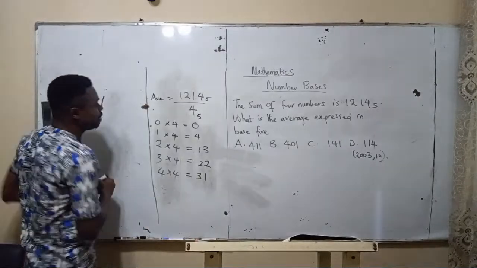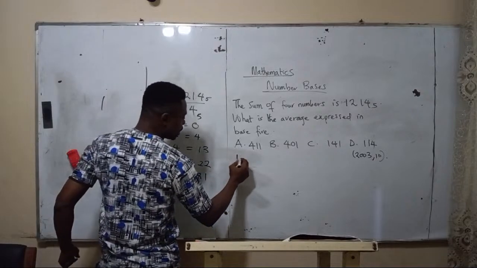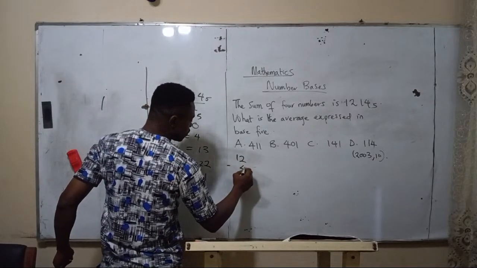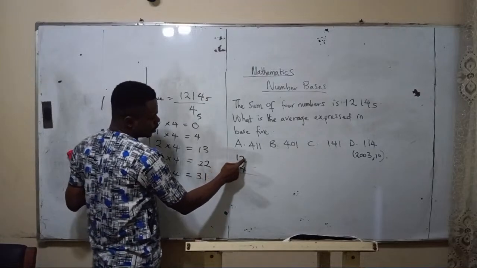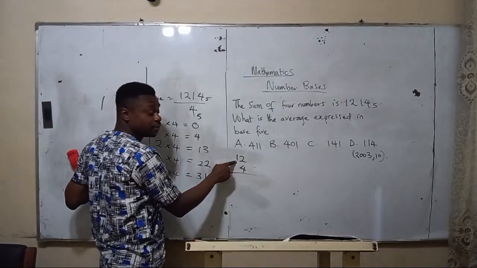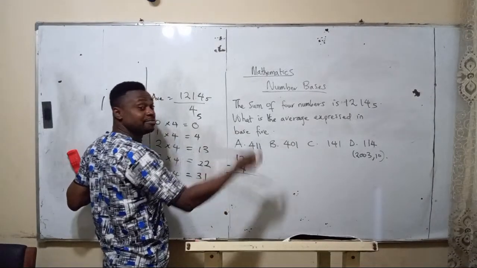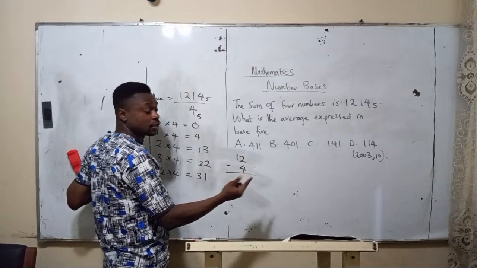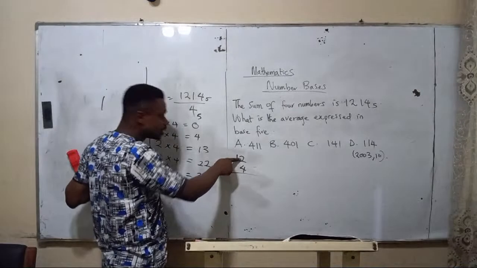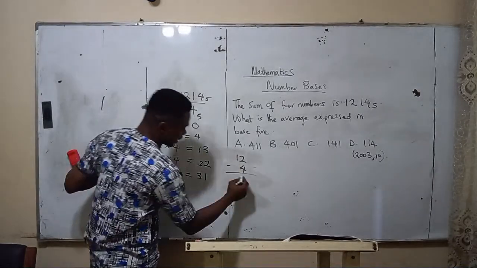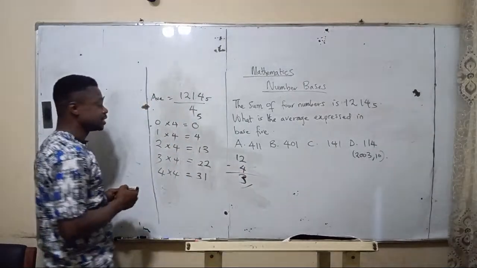Let's go. So we are looking for now 12, not 12. 12 minus what? 4. So let's go. This cannot go. You borrow 1 from here. Remember, we are working in base 5. So if you borrow 1 from here, you multiply by the base you are working with. So 1 times 5 is what? 5. 5 plus this 2 is 7. 7 minus 4 is what? 3. So in base 5, 12 minus 4 is 3 in base 5.